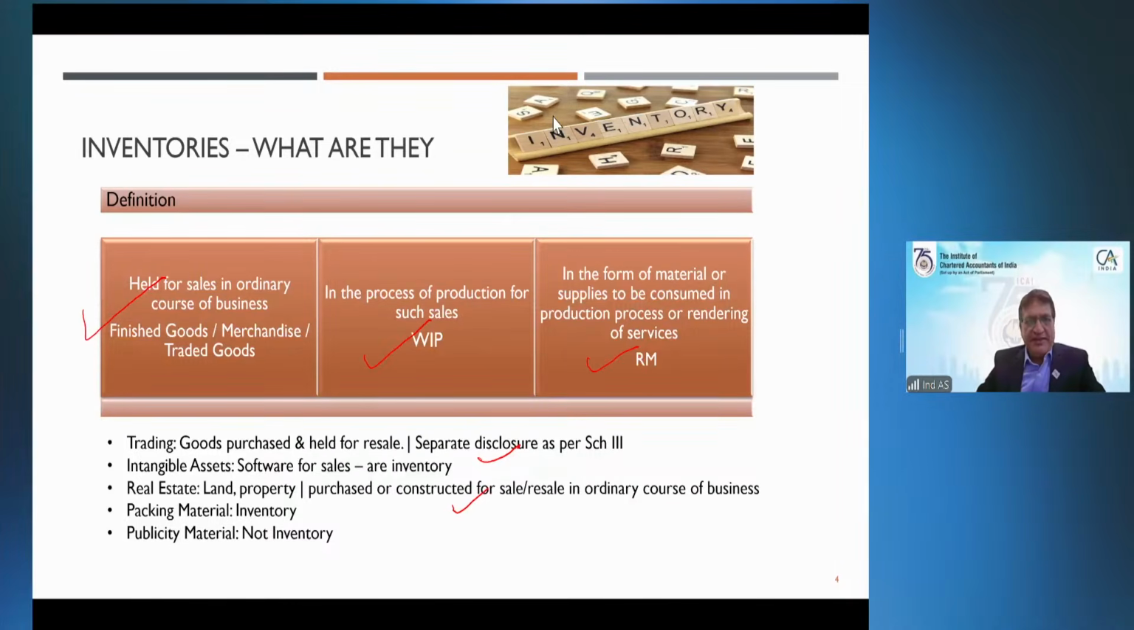Question number 2 says, packing material is a part of inventory cost. The options are: first, yes, always part of inventory cost; second, no, it depends; and third, never.